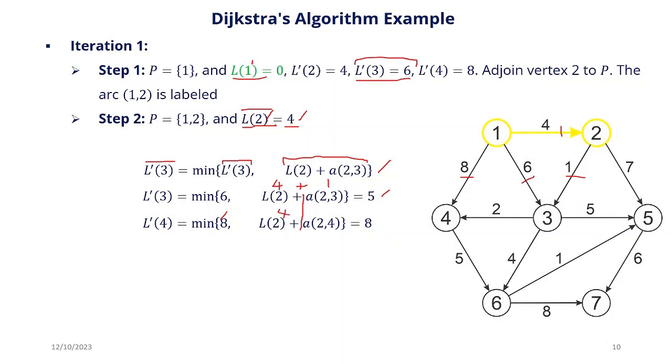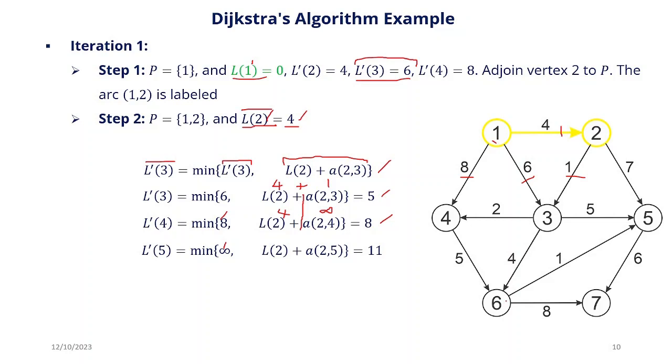What is the weight from 2 to 4? There is no direct connection between 2 and 4, so the weight from 2 to 4 is infinity, and the smaller value between 8 and infinity is equal to 8. That's where we are getting this from. The same thing will go to 5. L5 is infinity because there was no direct connection between 1 and 5.